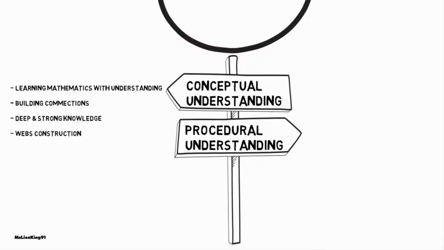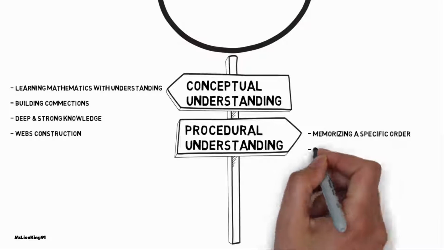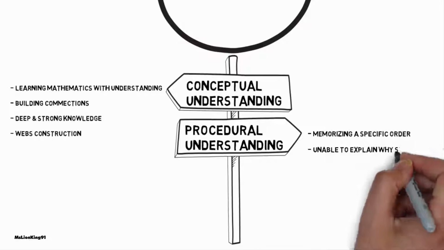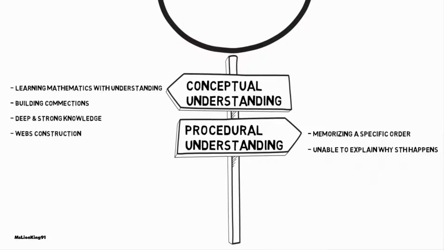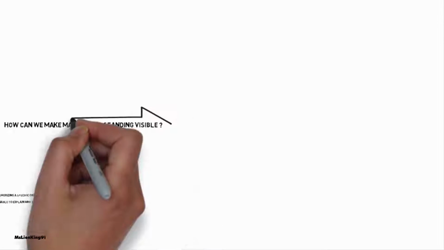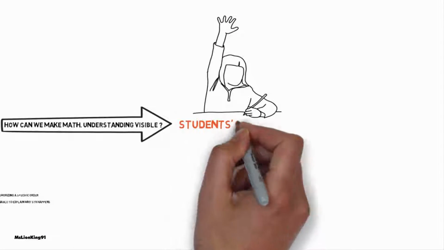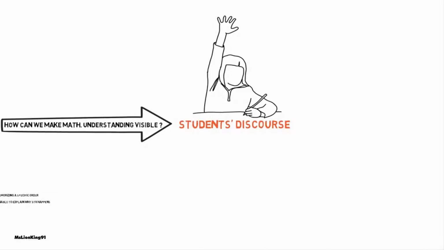On the other hand, procedural understanding is connected with memorizing a specific order of doing something, for example, multiplying. But students cannot answer the question, how does something happen in a particular way? The follow-up question is how we can make mathematical understanding visible. The answer is students' discourse. That is the means which reflects students' mathematical understanding and their way of organizing their thinking and reasoning.